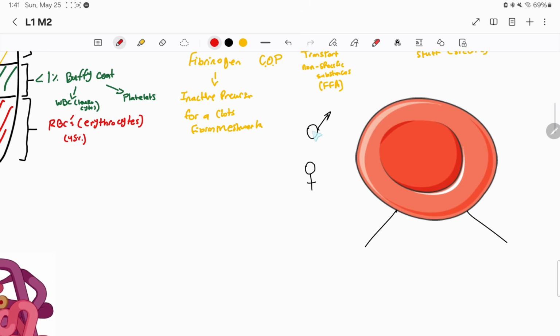And I have the symbols of men and women here, and it's just really supposed to represent the blood volume. So for men, we have a blood volume of about 5.5 liters, whereas women have a blood volume of 5 liters. Again, these are averages. And this has nothing to do with the red blood cell, it's just talking about the blood volume. But let's get back to the red blood cell. The red blood cell right here, this is its shape.